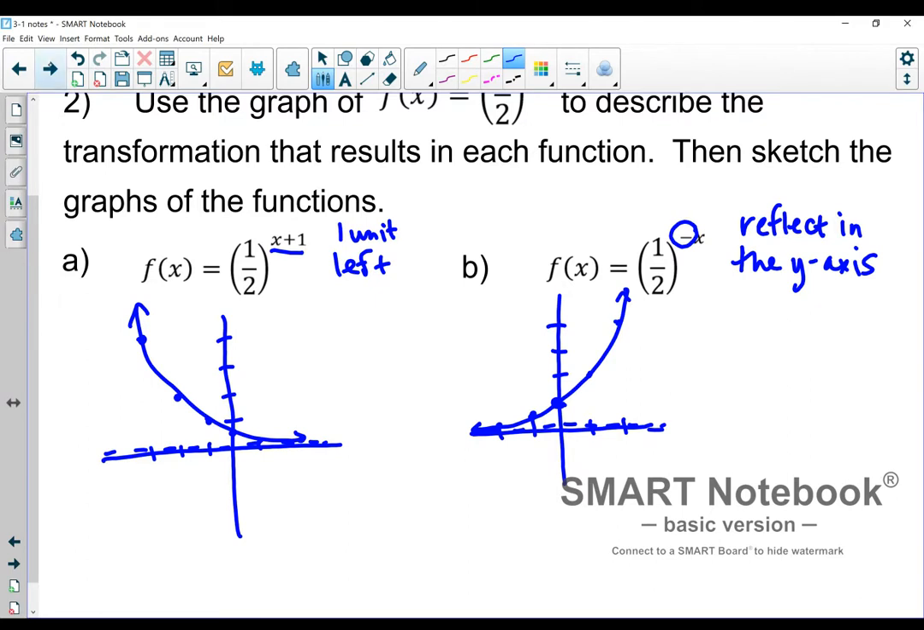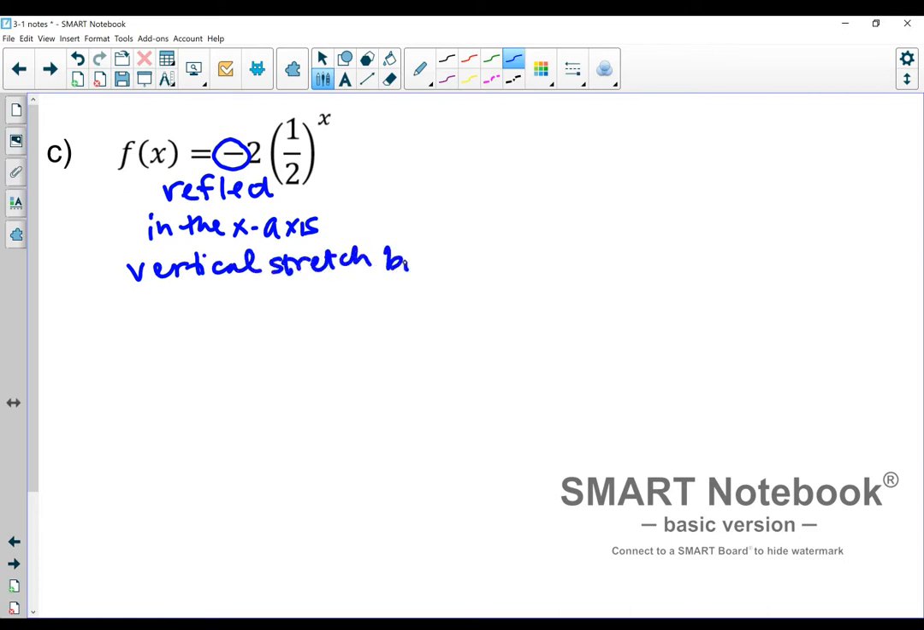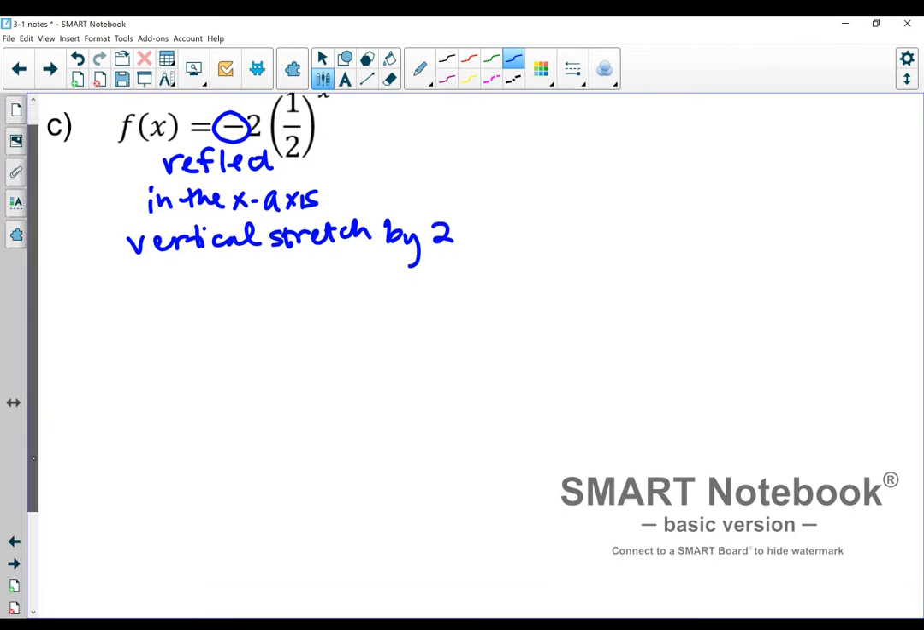So one more of these functions. This time I have a -2 multiplied by the entire function. So I know that this is going to reflect in the x-axis, or over the x-axis, or about the x-axis. And then the 2 is going to be a vertical stretch. So for this one, it's a couple more steps. I could probably just figure it out, but I think it would be smart if I made a table.